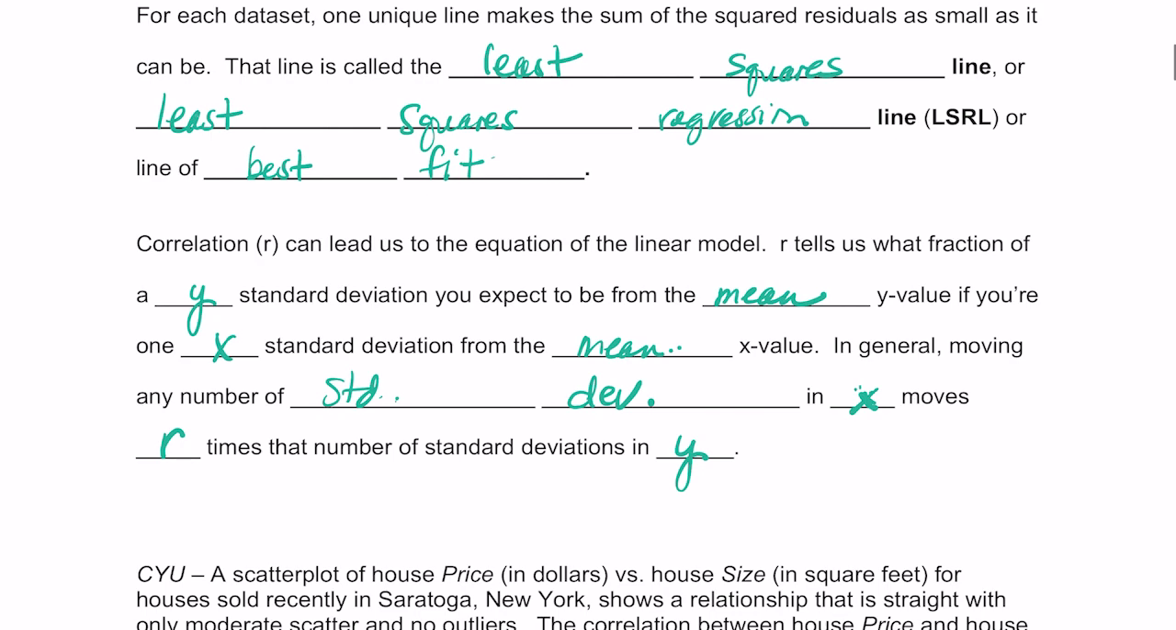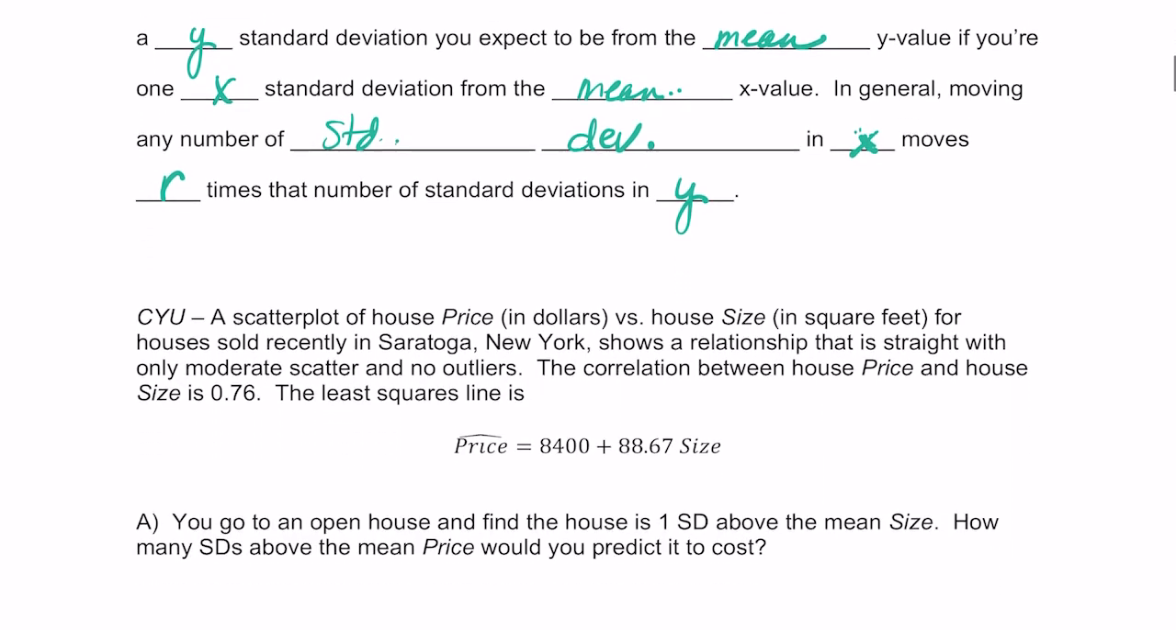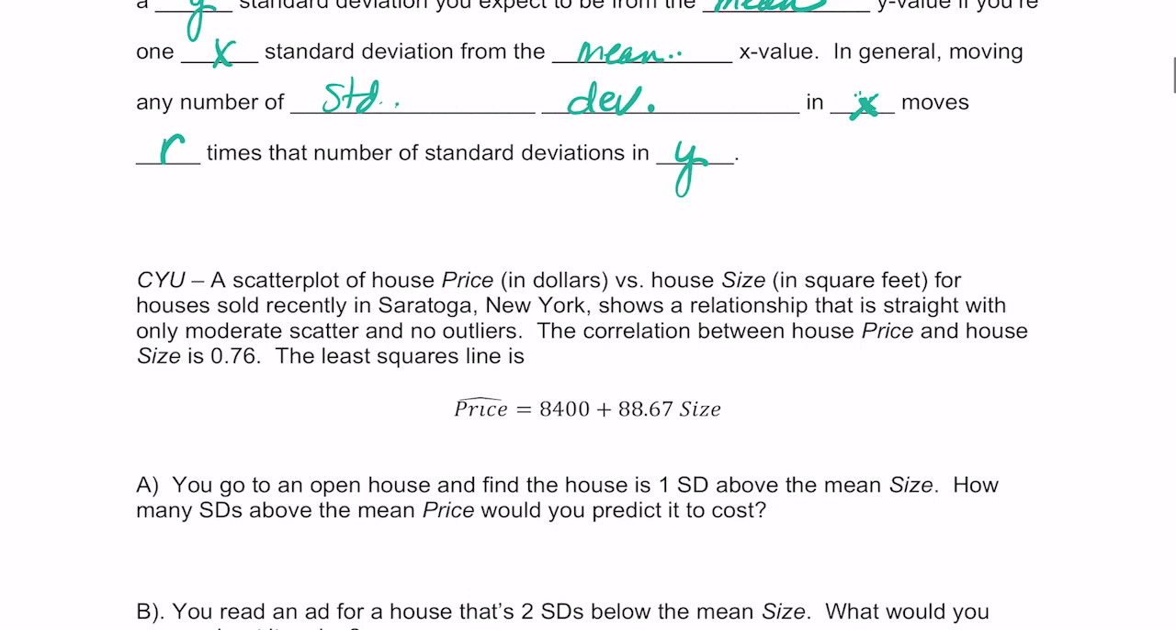So let's take a look at that in this example. You can pause it to read it and unpause when you're ready. A scatter plot of house price in dollars versus house size in square feet for houses sold recently in Saratoga, New York, shows a relationship that is straight with only moderate scatter and no outliers. The correlation between house price and house size is 0.76. The least squares line is price hat, so there's your y hat, equals 8,400 plus 88.67 size, and size is x.